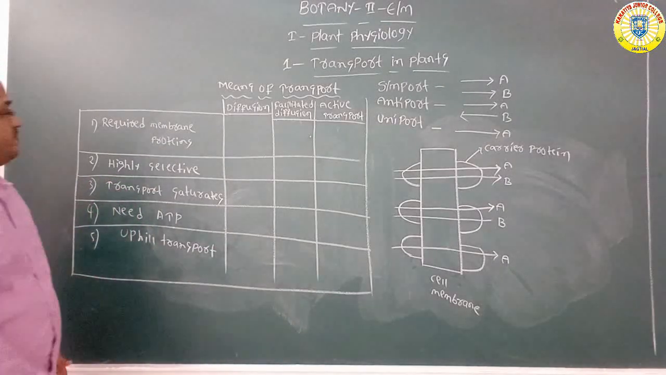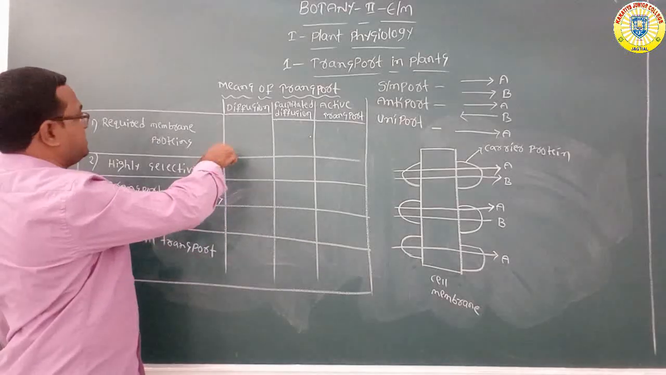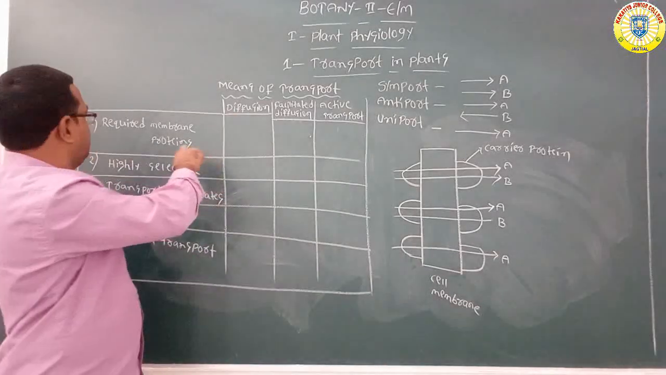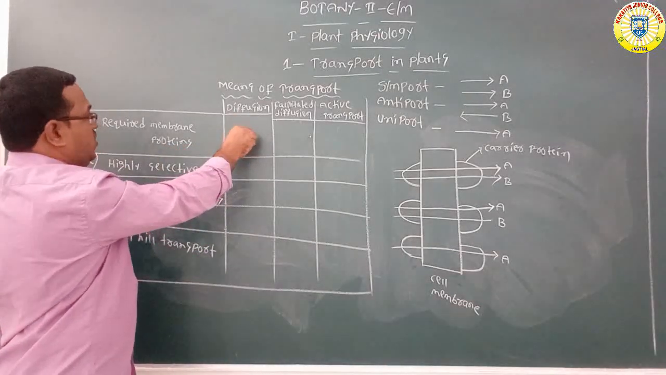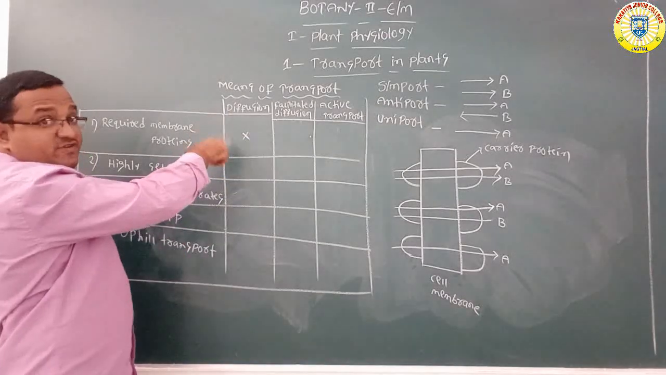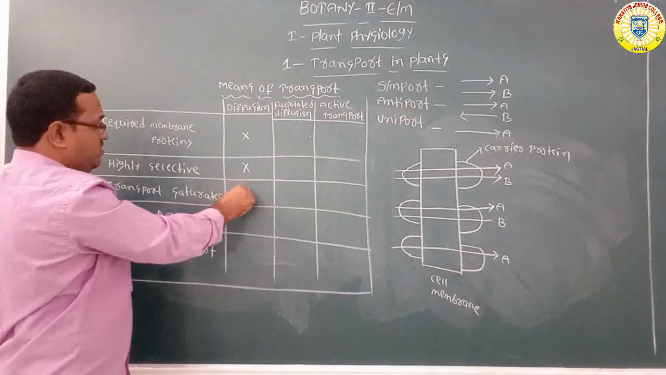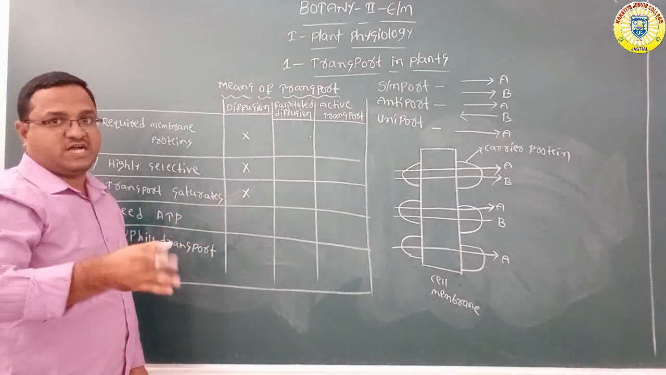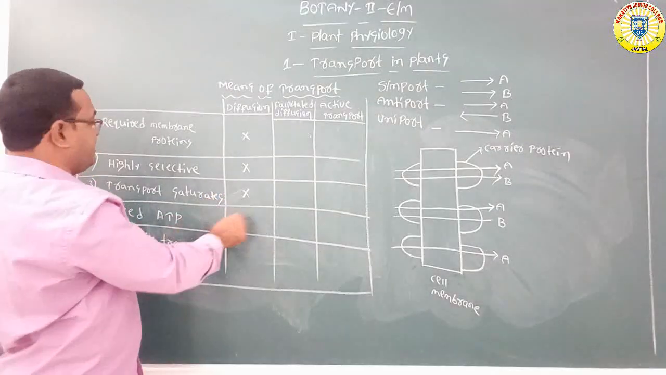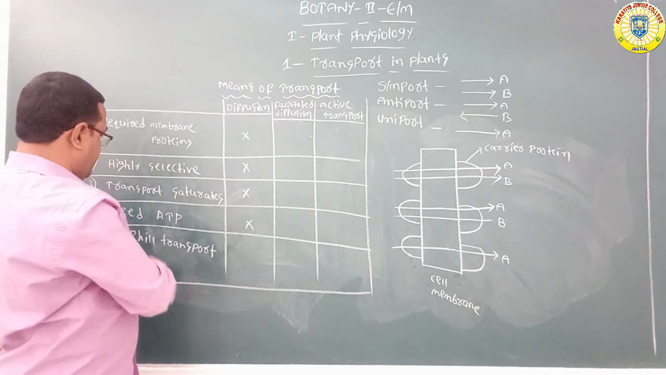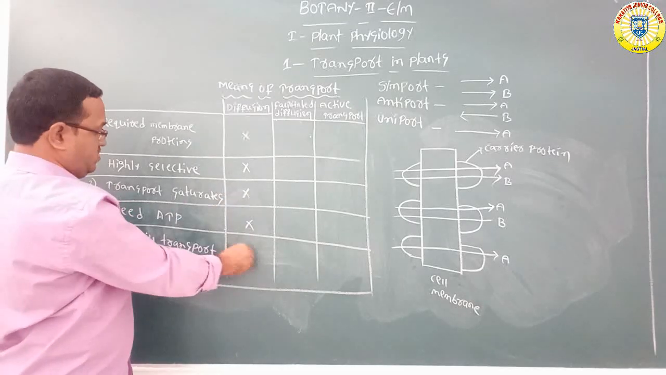For diffusion: required membrane proteins, no. Highly selective, no. Transport saturated, no, not fulfilled. Need ATP, no. Uphill transport, no. Okay.